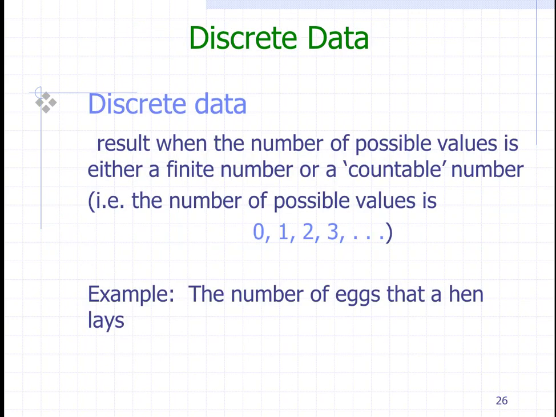So discrete data comes from countable values. When we talk about chickens and the number of eggs that a hen lays, a hen can only lay whole numbers of eggs. 2 or 3 or 4 eggs. One hen cannot lay 2.76 eggs. So that would be discrete data. How many classes are you taking? You're taking 2 classes or 3 classes. You're not taking a class and a half.